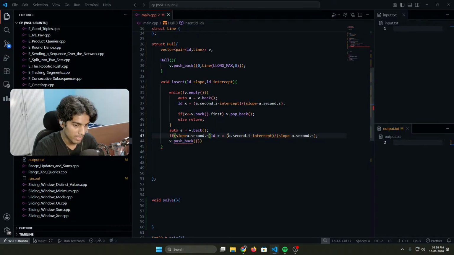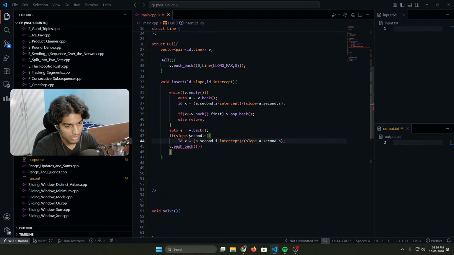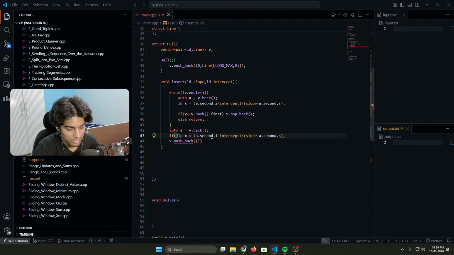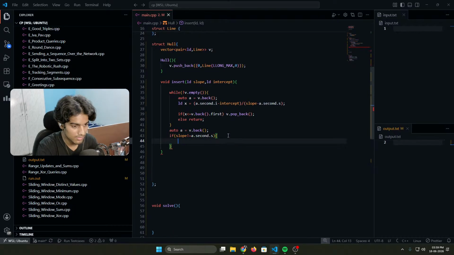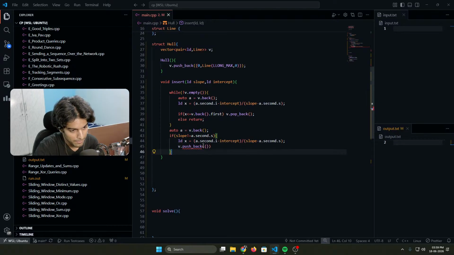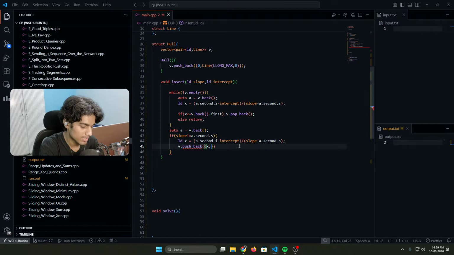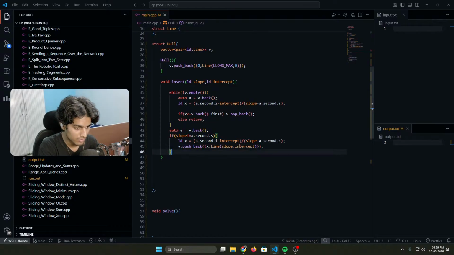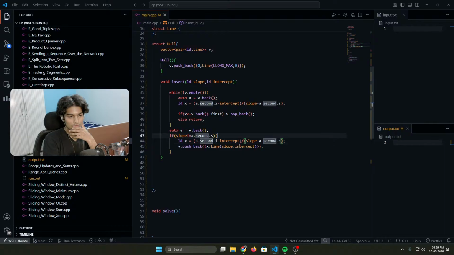What am I doing? How do we cut? Okay. Control X. So I'm going to push X, and then I'm going to push a new line with this slope and intercept. Okay, so I think we are good.